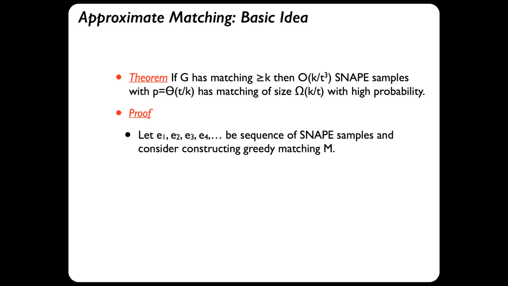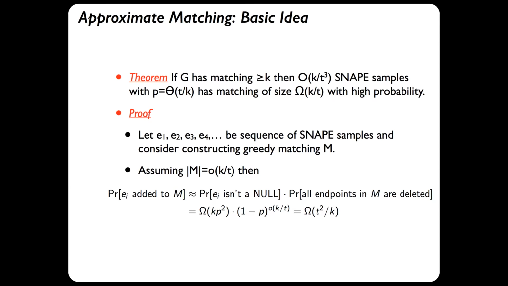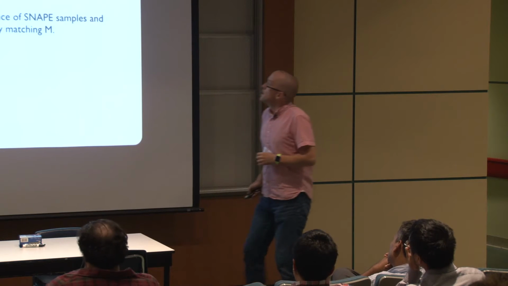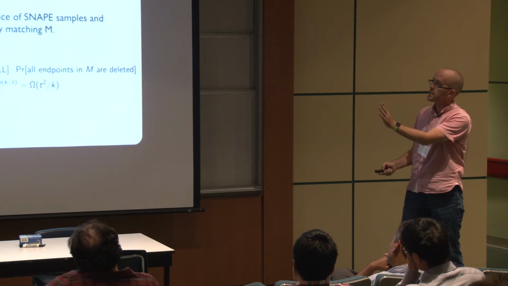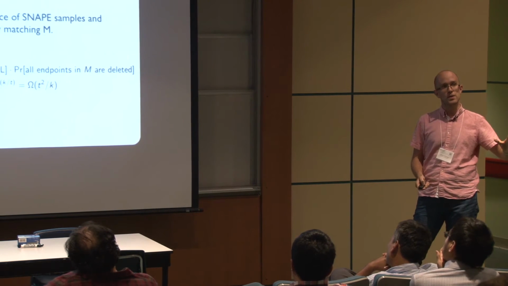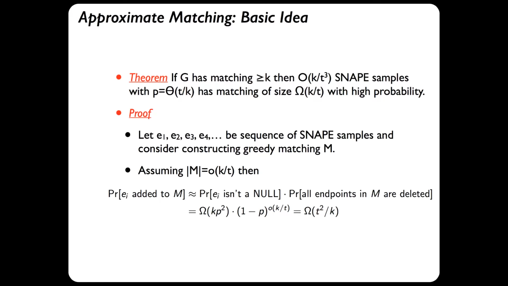Can you add it to your current matching? If you can, add it. Sample E3, if you can add it, et cetera, et cetera. Okay? So if you assume you're processing this sequence of Snape samples, you can analyze the probability that when you get to the next sample, E_i, you add it to your current matching, that you get to augment your matching.